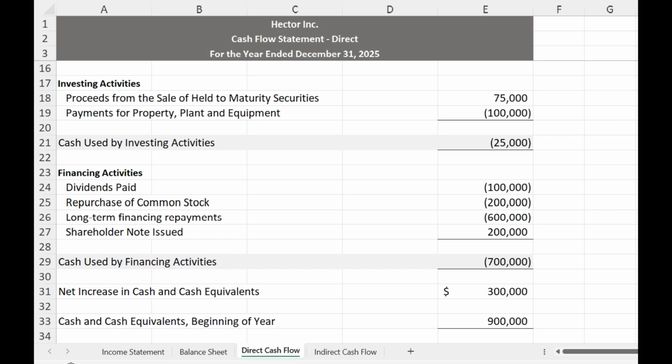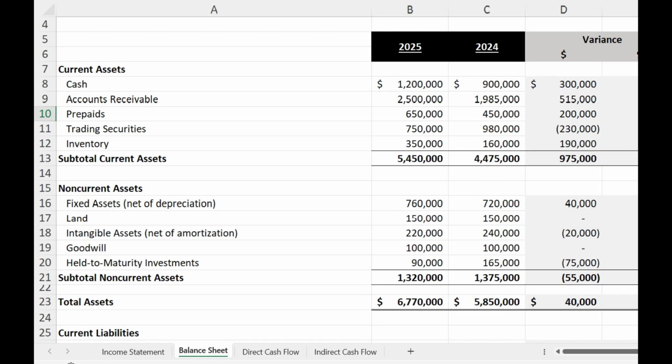First category is proceeds from a held to maturity investment that matured, and I got some cash related to that investment. In this situation, it's $75,000. There's no gain or loss related to this particular transaction, so I'm just going to grab the change in value of held to maturity investments on the balance sheet.